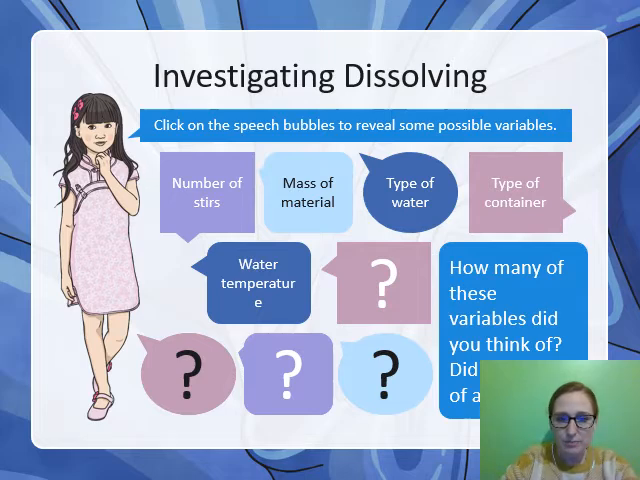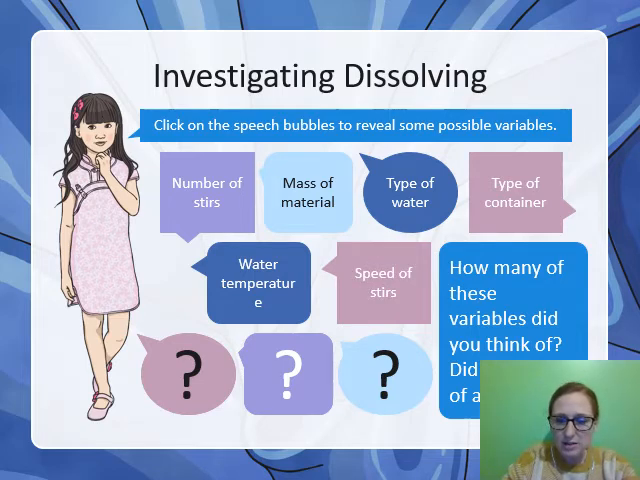The water temperature. You might choose in 1 cup to put some warm water and in 1 cup to put some cool water. You'd still have to measure that water out, make sure that you've got exactly the same amount of water, the same amount of sugar going in, the same number of stirs, everything else exactly the same. That's an experiment you could do to observe.